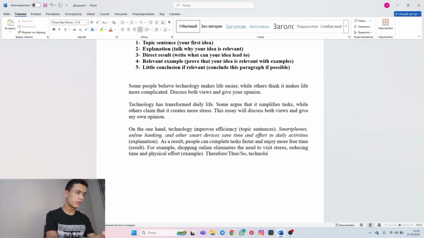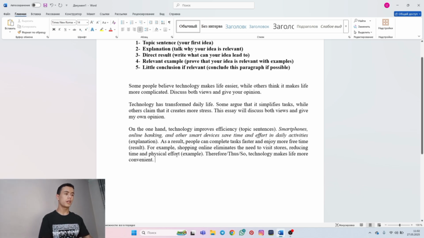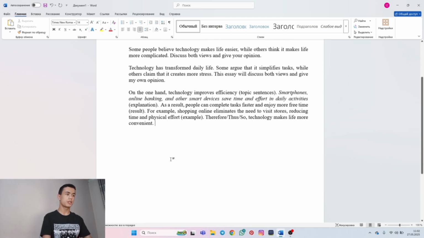Technology makes, we just have to give a little conclusion of our body. The little conclusion will be like this: technology makes life more convenient, right? Yes, of course, because we have talked about how online shopping eliminates the need to visit stores, and this absolutely makes life more convenient. You don't have to do something physically anymore.